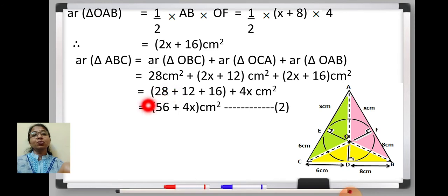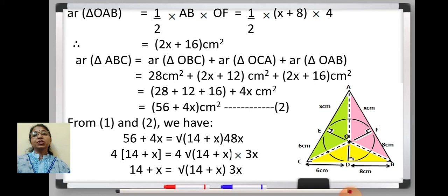And what is this equation 2? Area of triangle ABC. And what was that equation 1? Area of triangle ABC. Both are the areas of the same triangle. We can equate equation 1 and equation 2. So let us equate them.